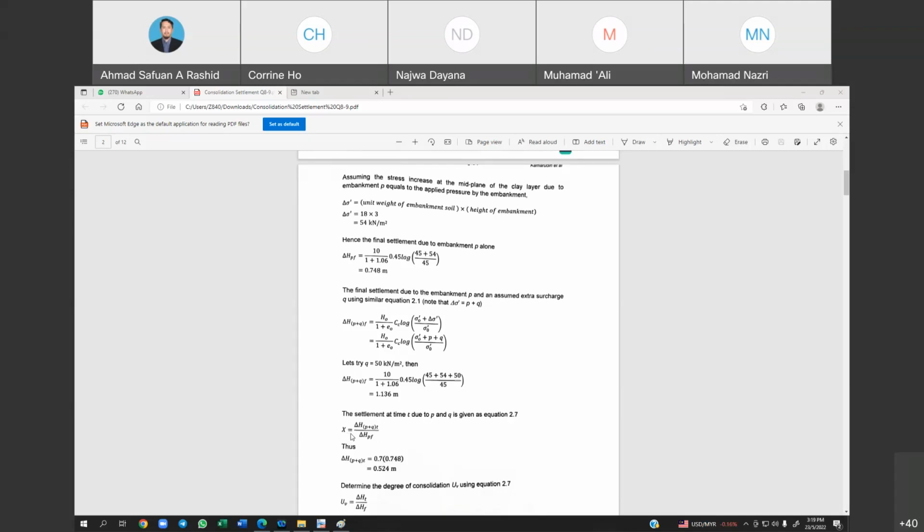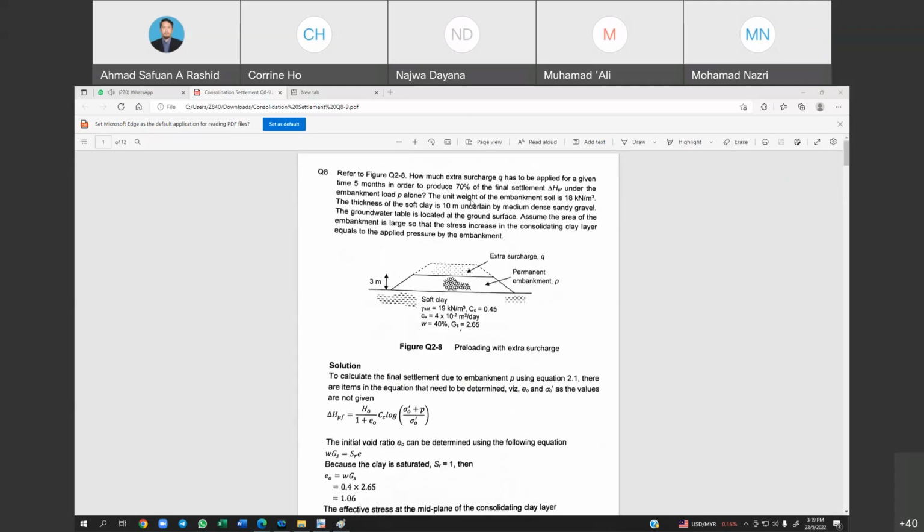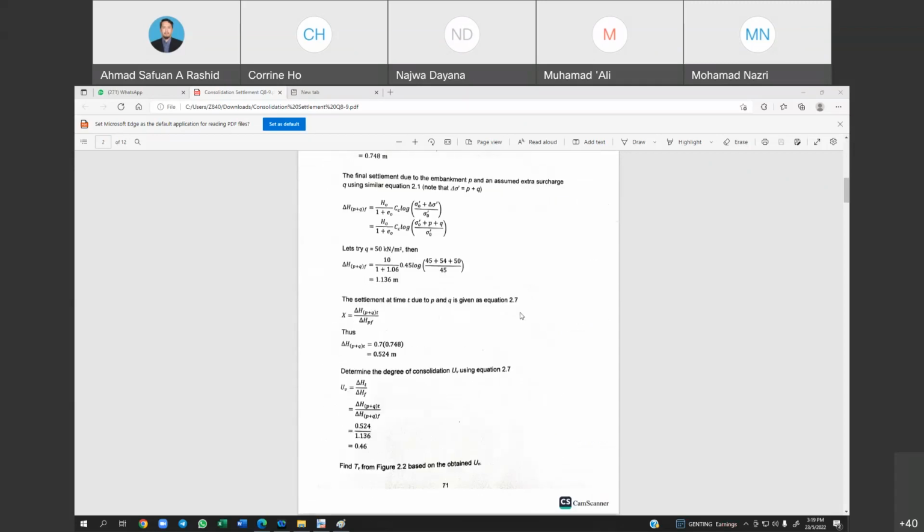So delta H 0.748. Okay, X. I guess X is 70%. That is the X. So X is 70%. So the settlement, okay, I guess they want to get what will be the final settlement. Does it similar or not based on the assumption of 50 Q.